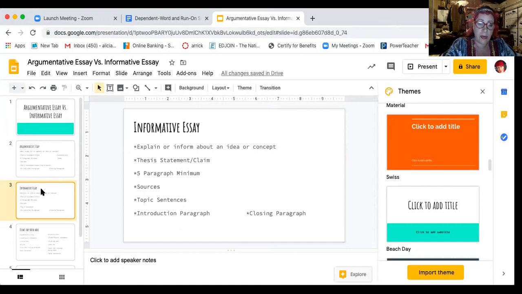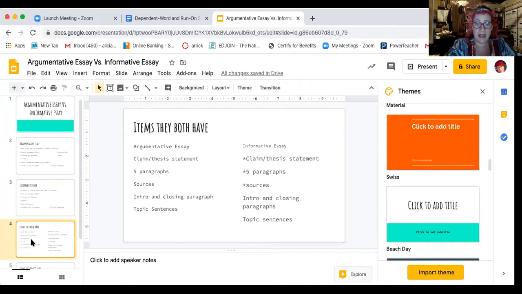As a rule, your informative essay is slightly easier because you are just relaying information. You're not arguing for or against something. Okay, so you don't need to necessarily use persuasive speech. You don't need to use ethos, pathos, and logos to try and convince someone.